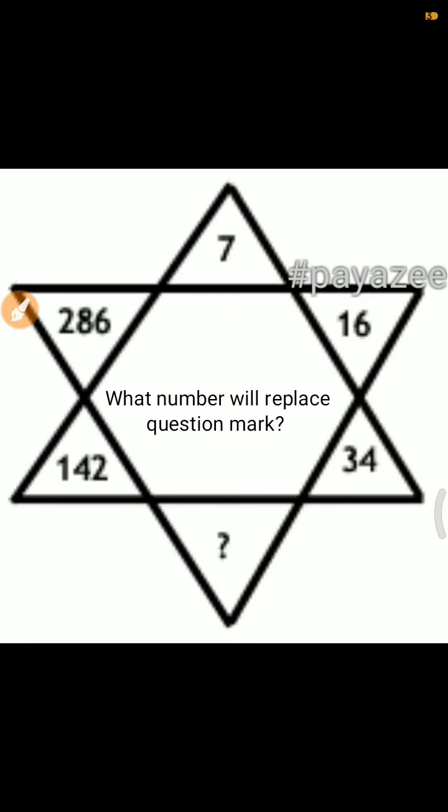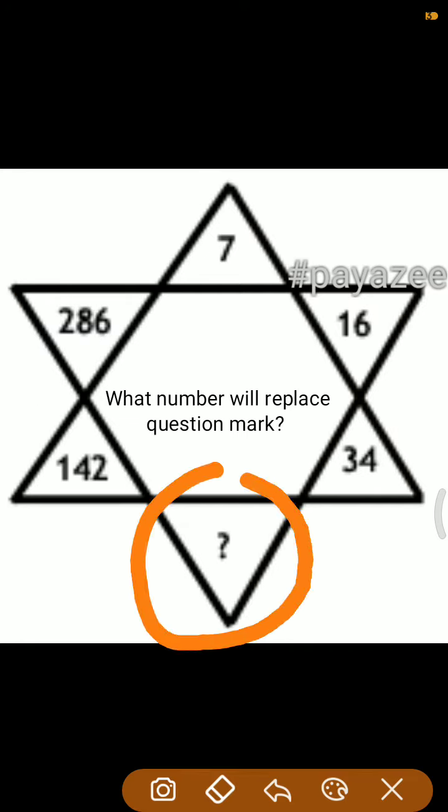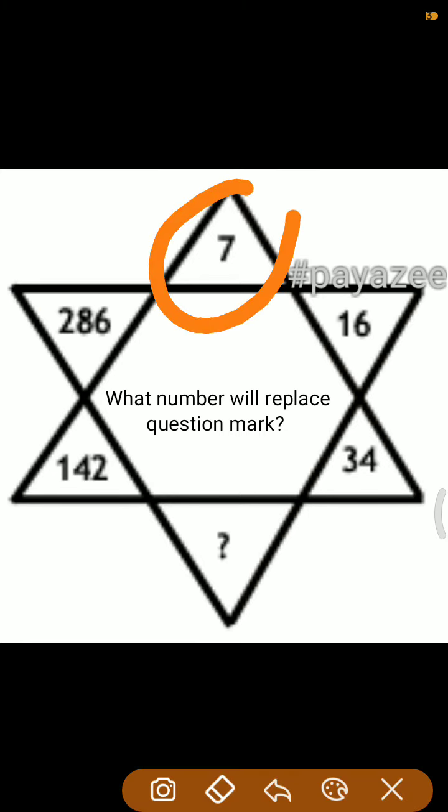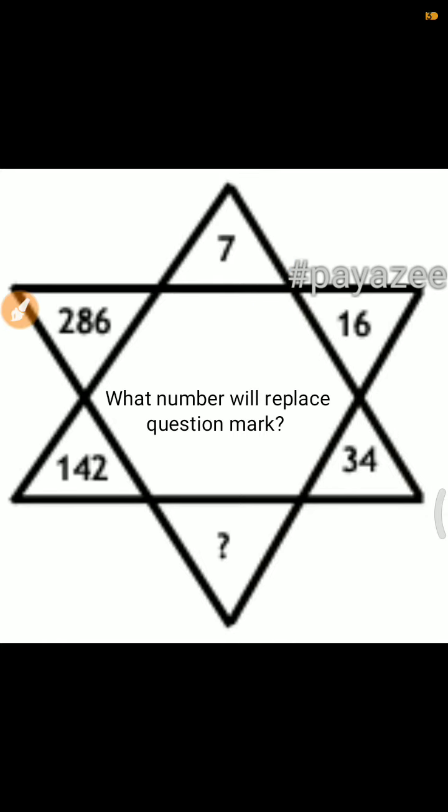Okay friends, time up. Just solve this question mark puzzle, the star puzzle. We have to sort out what is the number that replaces this question mark. So let's start with the smallest number. The first number is 7. The second number is 16. So do you find any combination here?